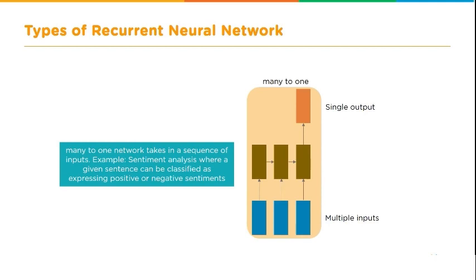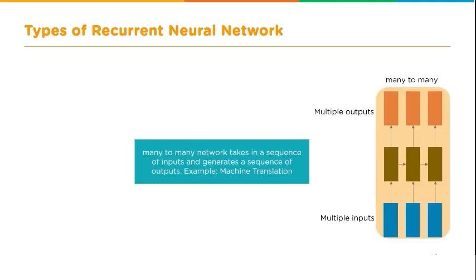Then we run one-to-many, so you have a single input, and you might have multiple outputs. In this case, image captioning, as we looked at earlier, where we have not just looking at it as a dog, but a dog catching a ball in the air. And then you have many-to-one network, takes in a sequence of inputs. Examples, sentiment analysis, where a given sentence can be classified as expressing positive or negative sentiments. And we looked at that as we were discussing, if it rains, look for a rainbow. So positive sentiment, where rain might be a negative sentiment if you were just adding up the words in there.